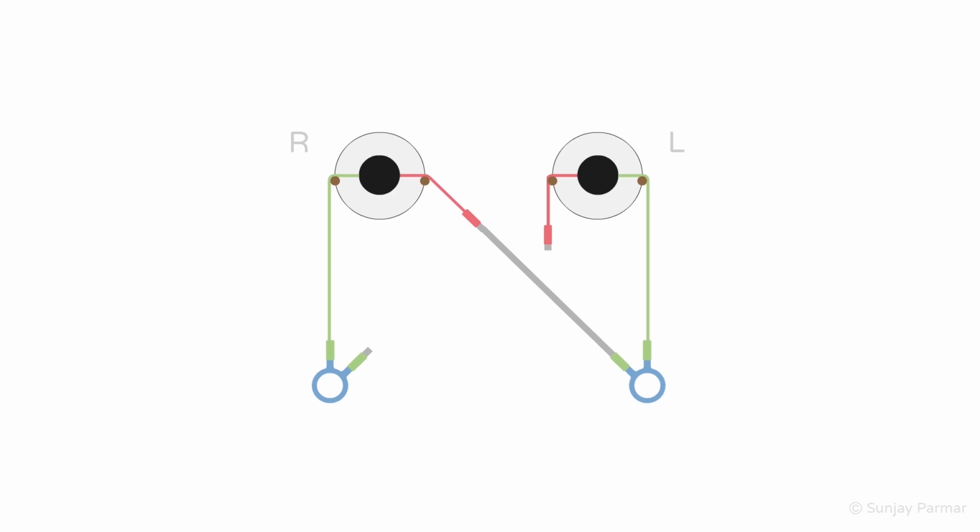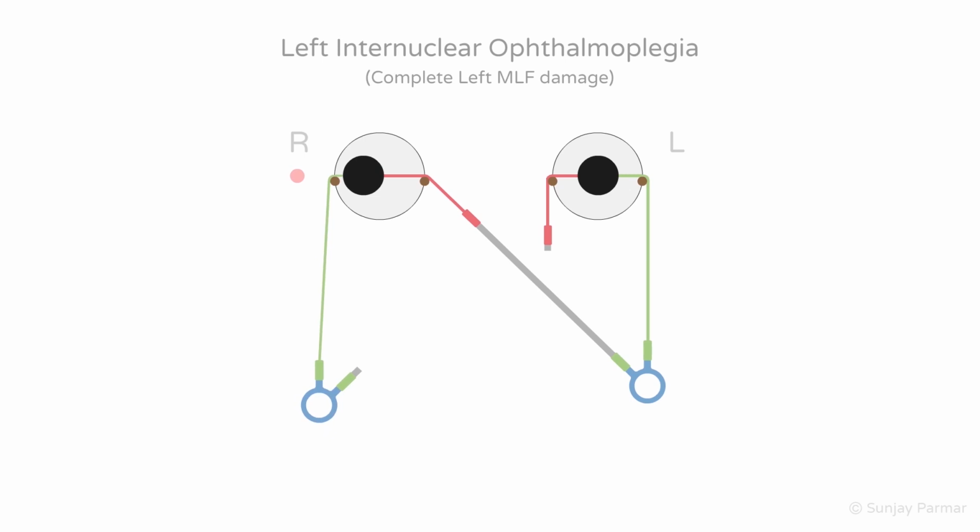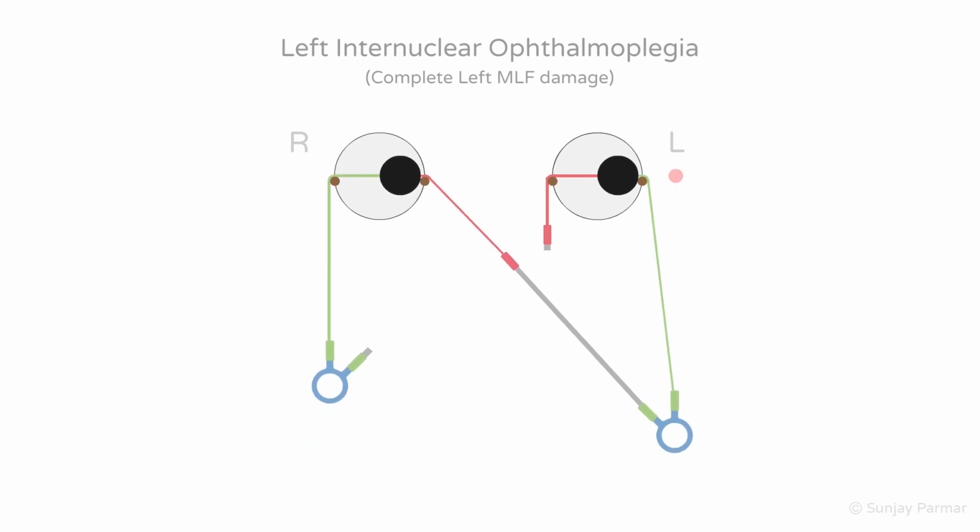As the left grey rope is gone, when looking to the right the right eye abducts normally, but the left eye cannot adduct as there is no grey rope connecting the white blue handle to the left red rectangle. Keeping the patient's gaze to the right, the dissociating abducting nystagmus is seen. Looking left, both eyes move normally as there is no damage to the right MLF.